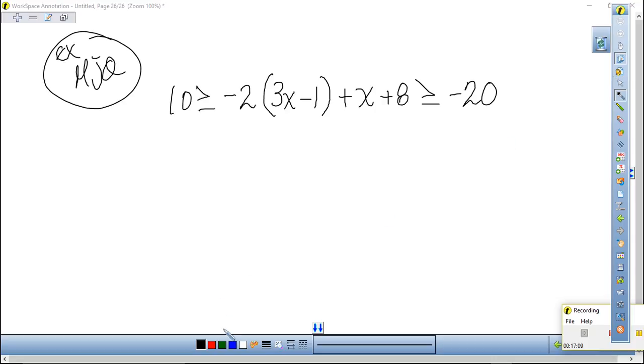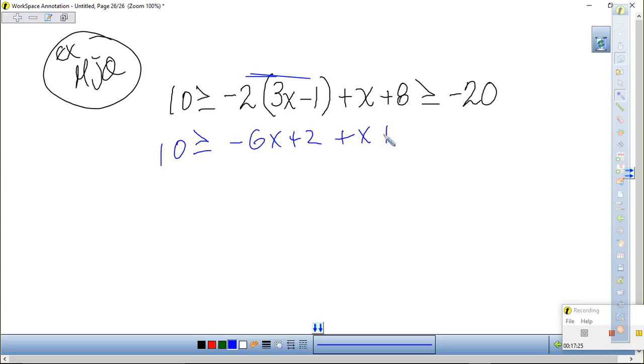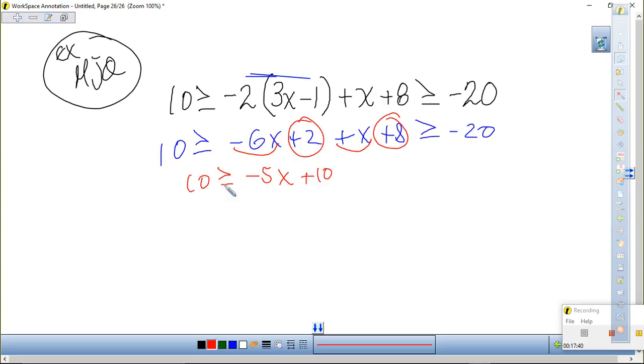All right. Marcelo, give me the first step here. What do I write? You have to distribute. And I get 10 greater than or equal to negative 6x plus 2 plus x plus 8, greater than or equal to negative 20. Hands, have you got up to right there? Next, we combine like terms. We ended up with negative 5x plus 10. Hands, have you got up to right there? Okay, good.